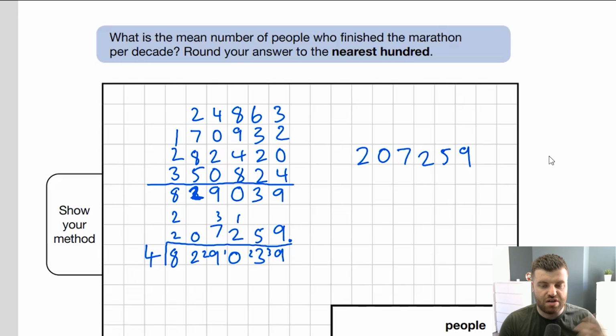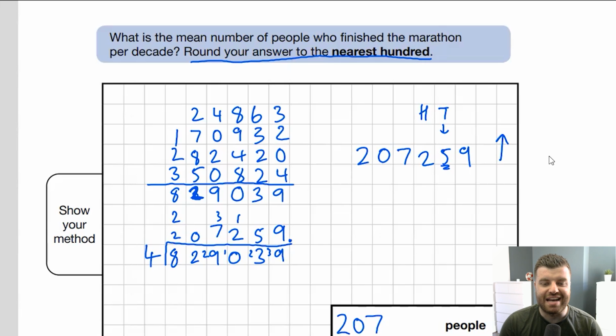207,259. If you wrote that as your answer, it wouldn't be right. It would not be correct. Round your answer to the nearest 100. So this is our hundreds column. We're going to look at the tens and round it. The 5 rounds up.